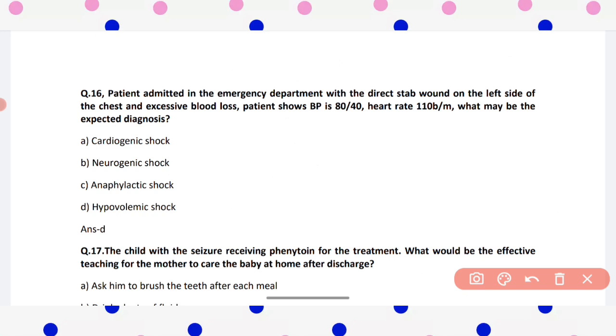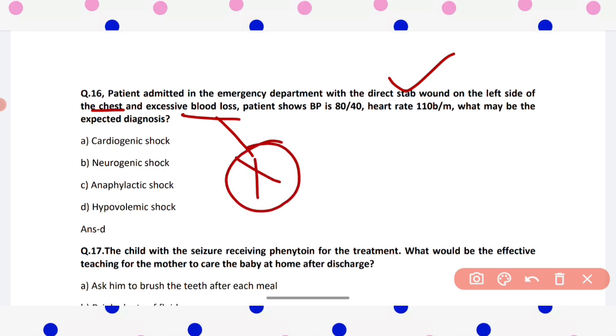The keyword of this question is that there is a direct stab wound injury. Stab wound means something is directly penetrated into the body part. On the left side of the chest, an excessive blood loss, a very important keyword, that is excessive blood loss is taking place. Because of the blood loss, the BP is dropped. In order to compensate the BP, the heart is pumping more.